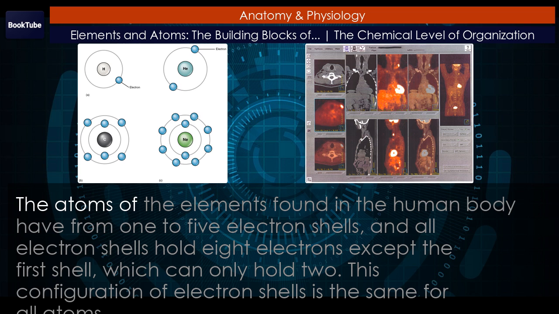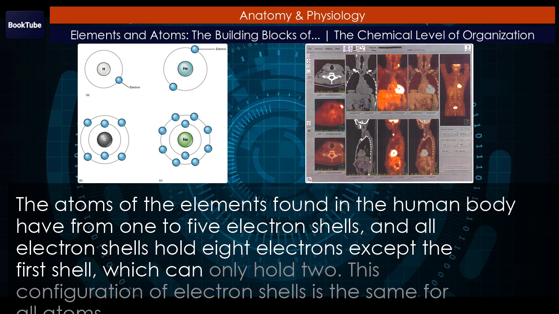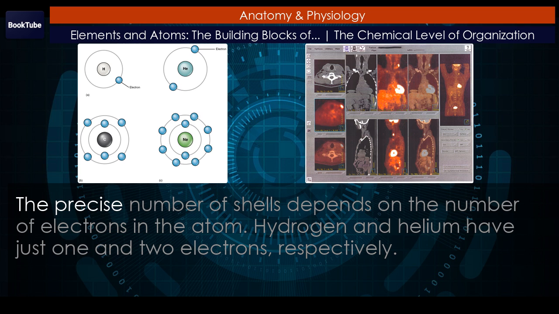The atoms of the elements found in the human body have from 1 to 5 electron shells. And all electron shells hold 8 electrons except the first shell, which can only hold 2. This configuration of electron shells is the same for all atoms. The precise number of shells depends on the number of electrons in the atom. Hydrogen and helium have just 1 and 2 electrons, respectively.